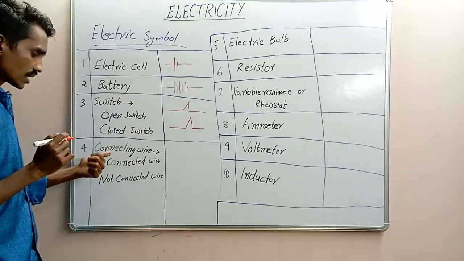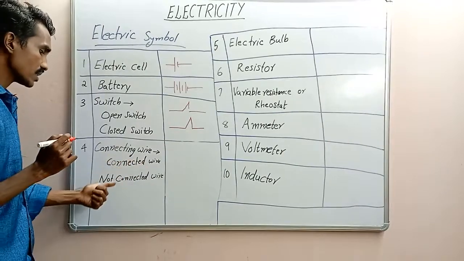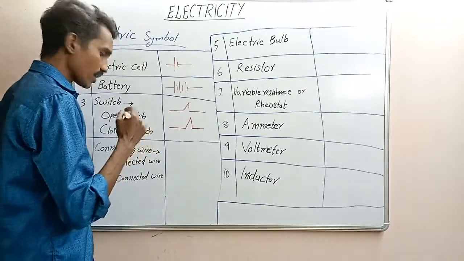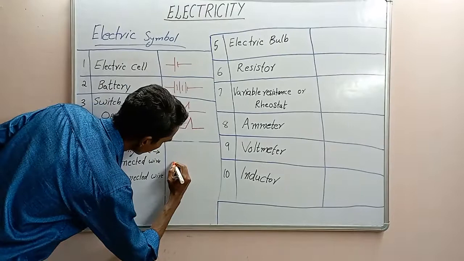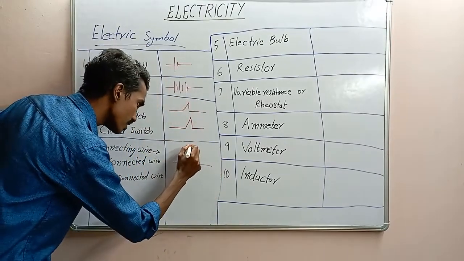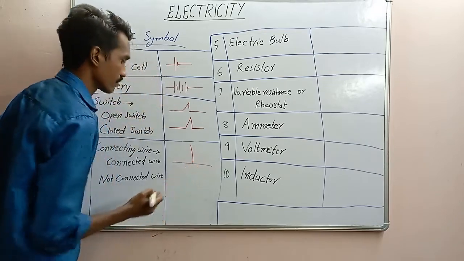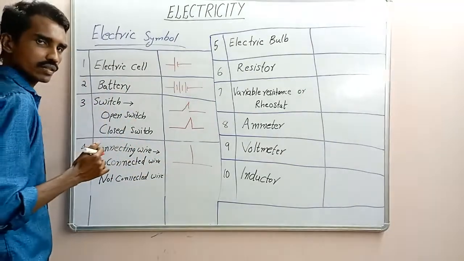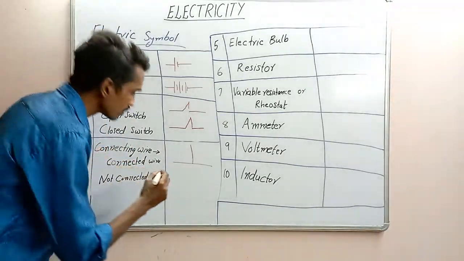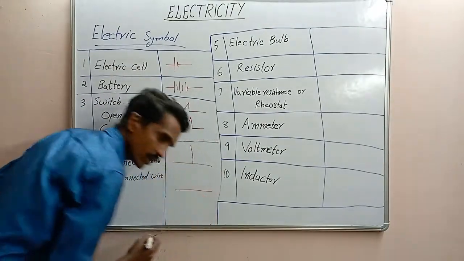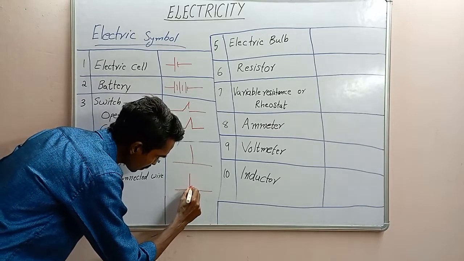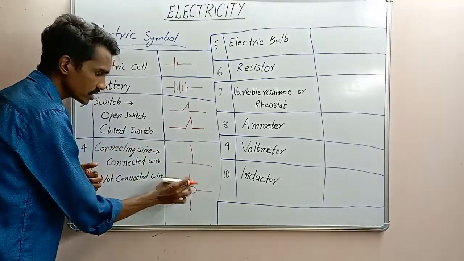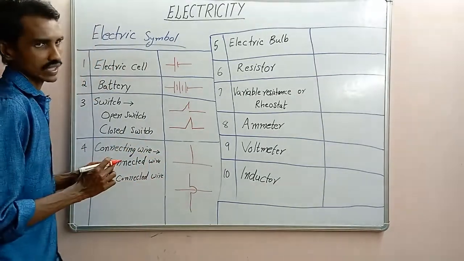Next is connecting wires. There are two types of connecting wires: connected wires and non-connected wires. How will you know whether a wire is connected or not? This is one wire, and if another simply touches that wire, these two wires are connected. If there is no connection between the wires, we represent it like this, and this is known as not connected wires.